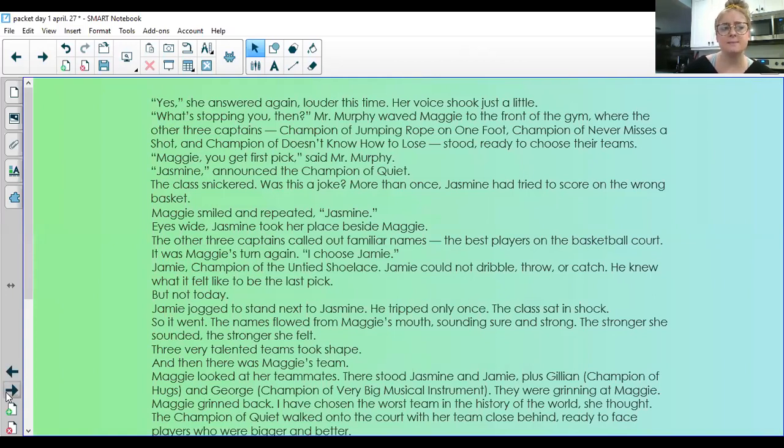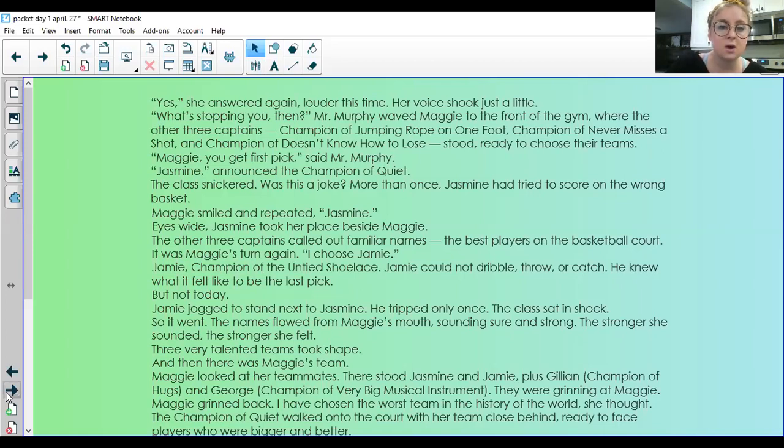"What's stopping you then?" Mr. Murphy waved Maggie to the front of the gym, where the other three captains, champion of jumping rope on one foot, champion of never misses a shot, and champion of doesn't know how to lose, stood ready to choose their teams. "Maggie, you get first pick," said Mr. Murphy. "Jasmine," announced the champion of quiet. The class snickered. Was this a joke? More than once, Jasmine had tried to score on the wrong basket. Maggie smiled and repeated, "Jasmine." Eyes wide, Jasmine took her place beside Maggie.